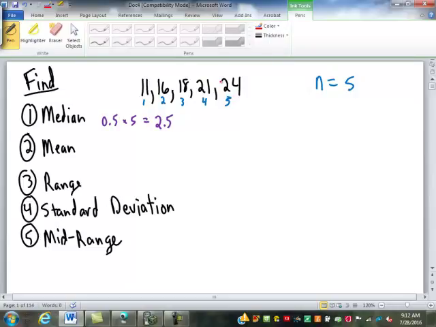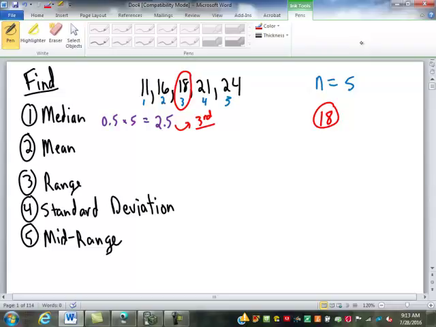What does that tell us? Now remember we said there's two possibilities. If one possibility occurs, it's between that position and the next position. If the other possibility occurs, you round it and it's in that certain position. So what do we do here? This one, since it comes out to be a decimal, since it comes out to be 0.5, we round up. It's going to be the third number in the list, which is the 18. So the median of this set of data is 18.